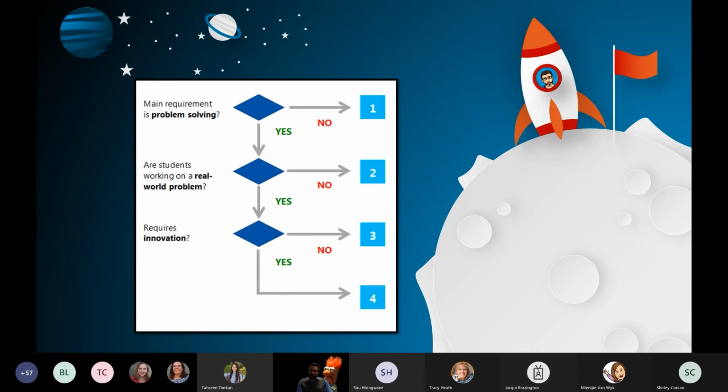That's all it is. So if your particular task has problem solving in it, then you move on to the next one. And if your students are working on real world problems, then you go to the next level. And so you go through the levels. So please don't think that this is an indication of you getting it right or wrong. It's just literally helping you understand where your particular project is aimed at.